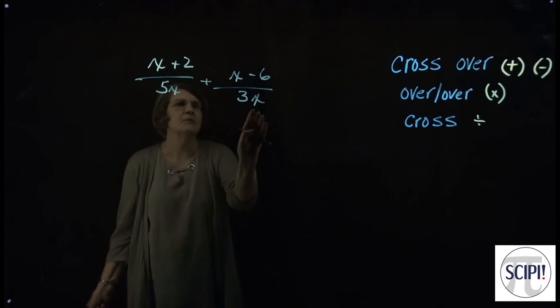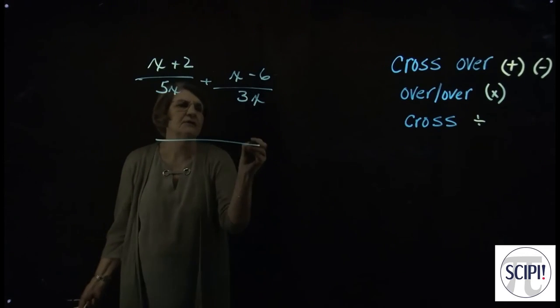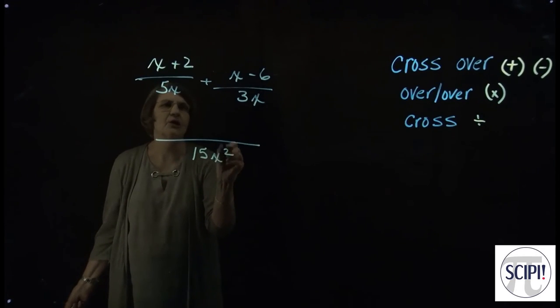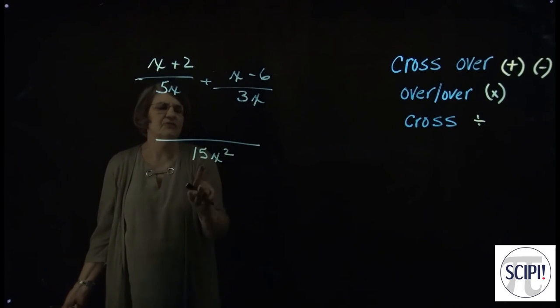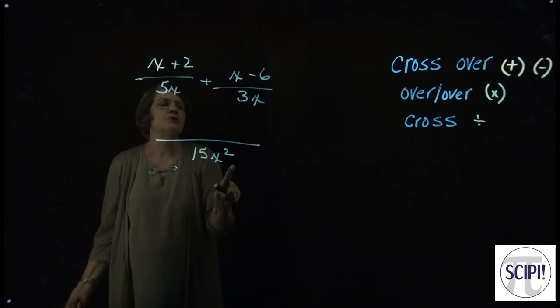So the first thing we want to do is use the crossover method. Let's figure out the denominator. We know it's going to be 15x squared because 5 times 3 is 15 and x times x gives me x squared. Now I'm going to do my cross method.